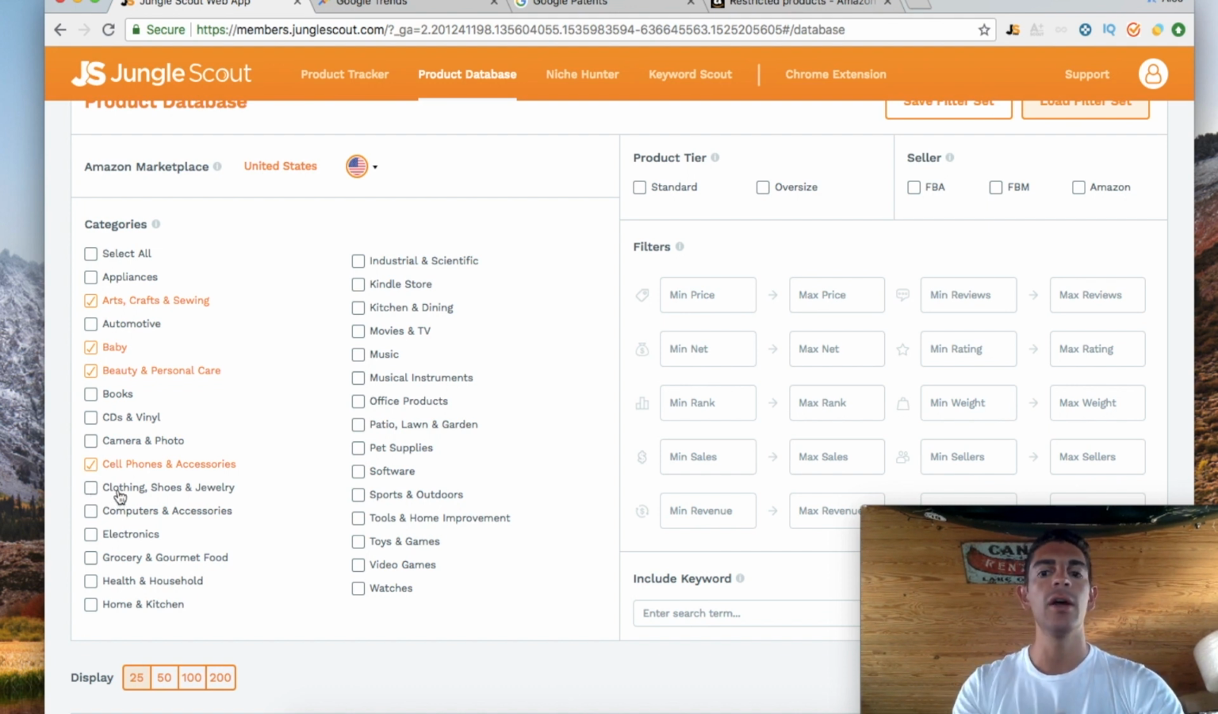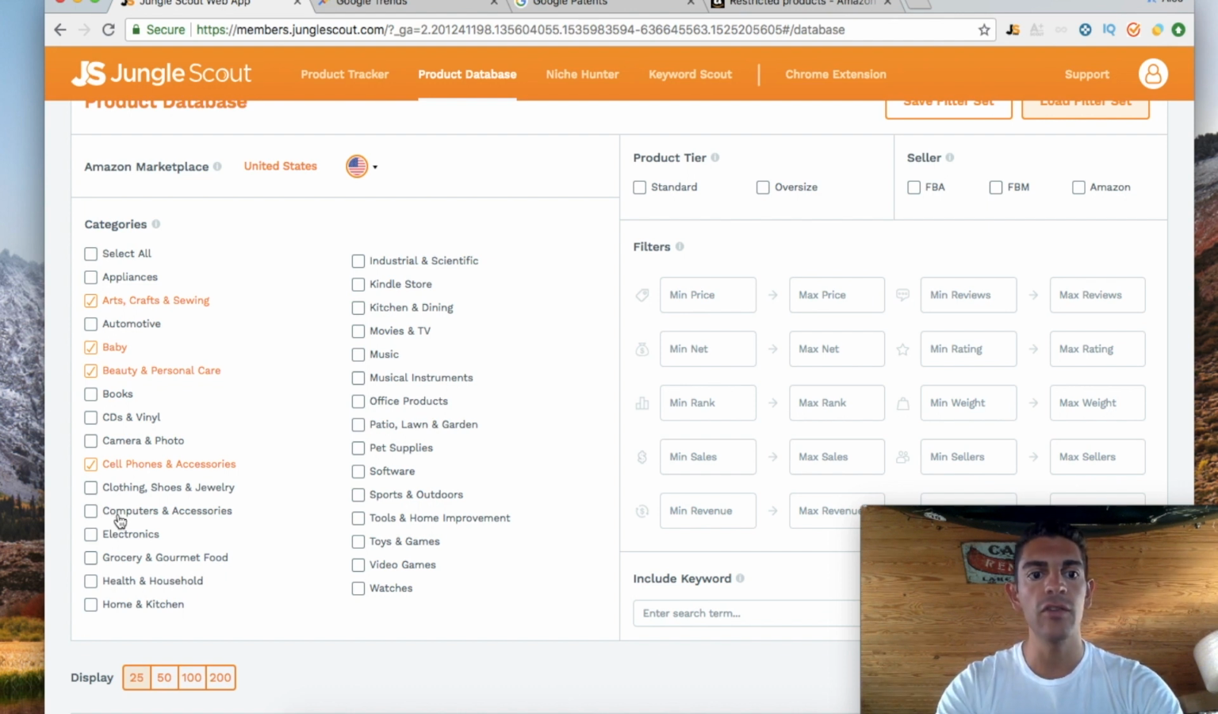Clothing, shoes, and jewelry. I do not recommend getting into clothing whatsoever. There's too much to deal with in sizing, and too many returns. People want to return their clothes. They got something that was medium; it was supposed to be small. So just stay away from that altogether.